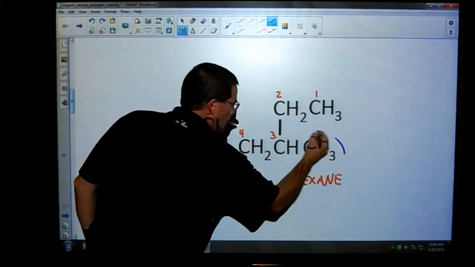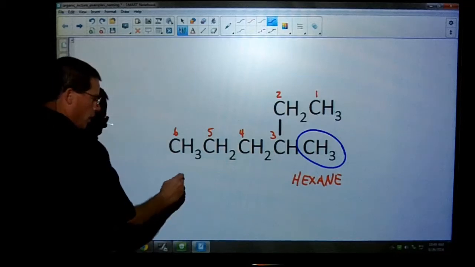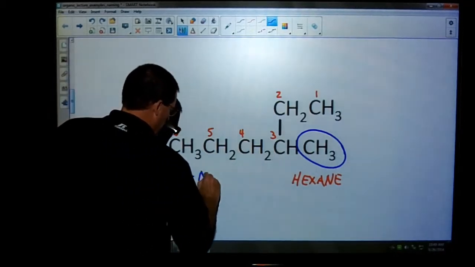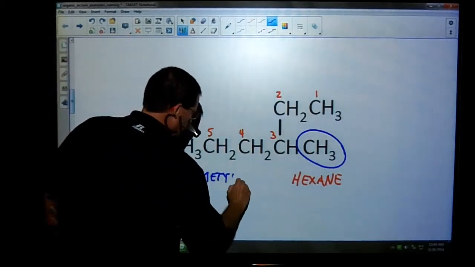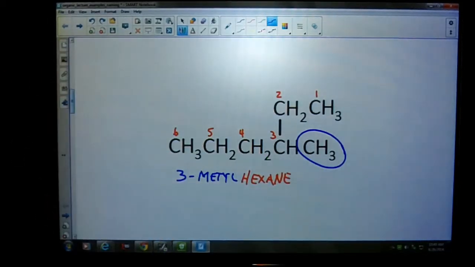Our methyl group is attached to this carbon here, so we have a 3-methyl hexane group. Okay, so that's the name of our compound for that one.